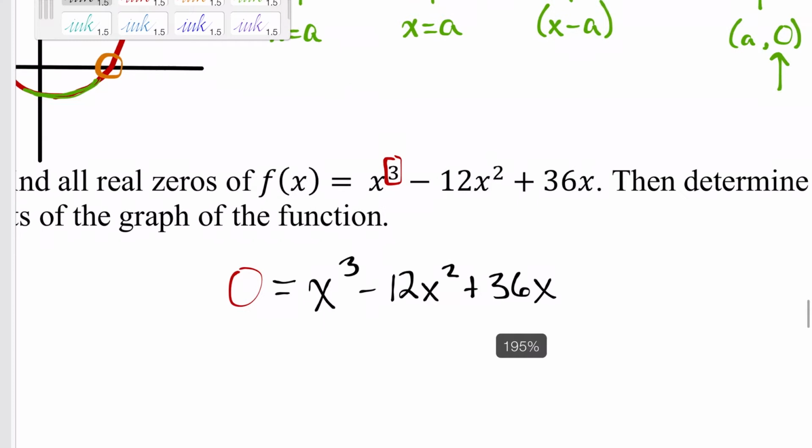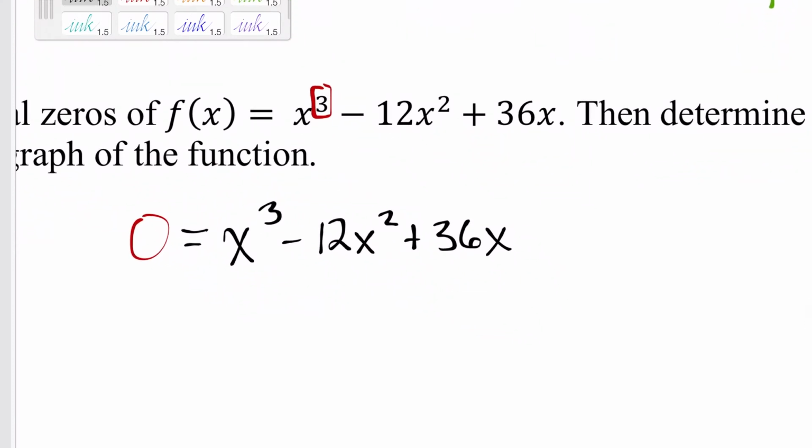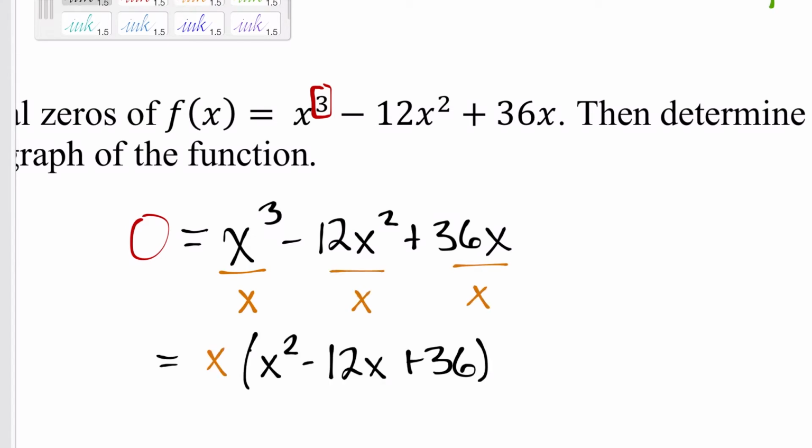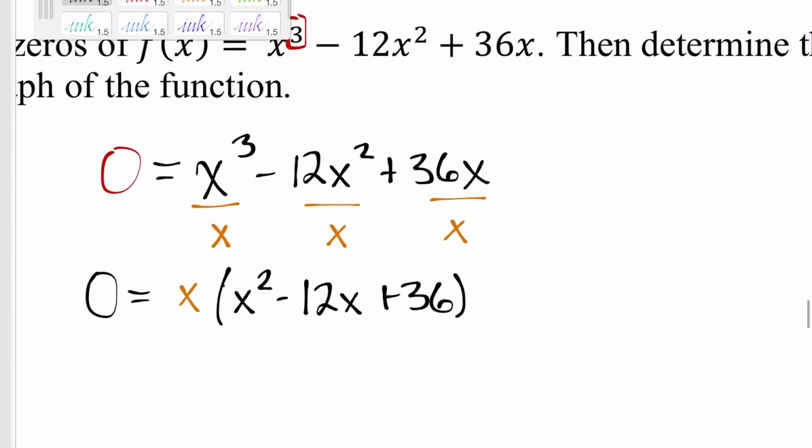When I'm trying to solve or factor something, I always look at my GCFs first. And it looks like everything has an x in common, so I'm going to take that out and put it up to the front. Now I have a quadratic trinomial that I need to break up, which means I could try to use my M&A method. So I'd be multiplying to get 36 and adding to get negative 12. The only numbers that would multiply to give me positive 36 and add to give me negative 12 are going to be negative 6 and negative 6.